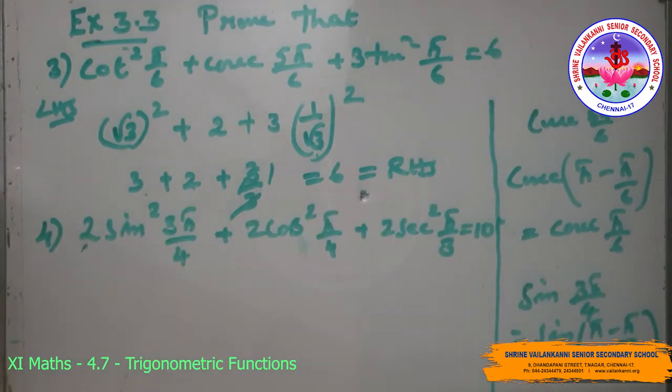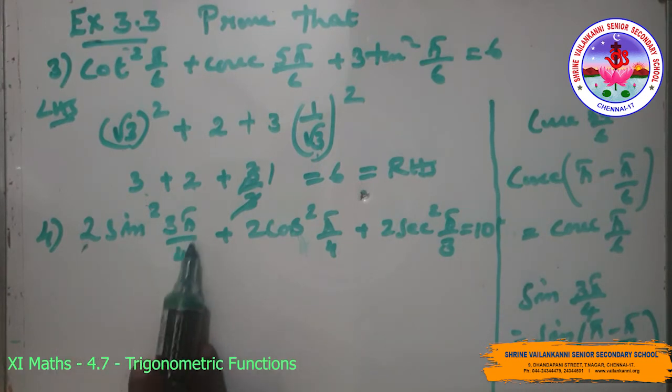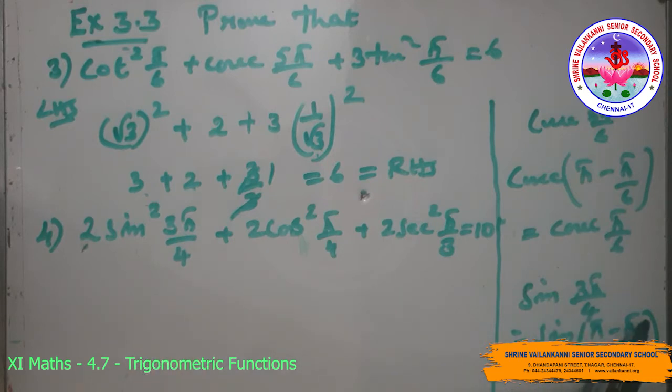Fourth one, prove that 2 sin square 3 pi by 4 plus 2 cos square pi by 4 plus 2 secant square pi by 3 is equal to 10. Here the LHS sin square 3 pi by 4. So I am writing sin 3 pi by 4 as sin pi minus pi by 4, that is 4 pi minus pi, which is 3 pi by 4. Pi minus pi by 4 lies in the second quadrant. Here in the second quadrant, sine and cosecant are positive. So sine pi minus pi by 4 is sine pi by 4.